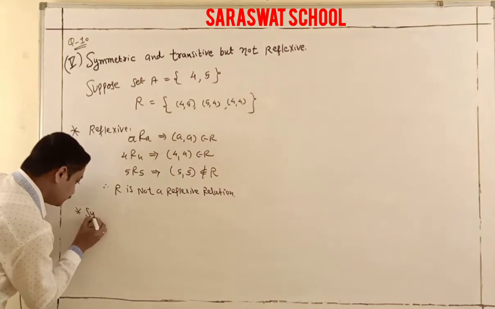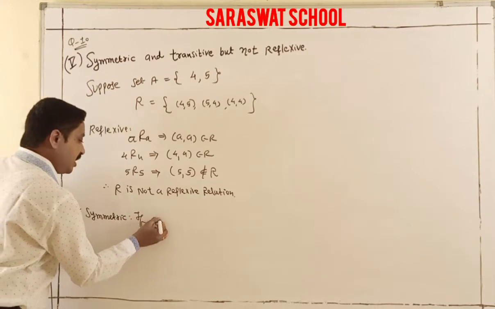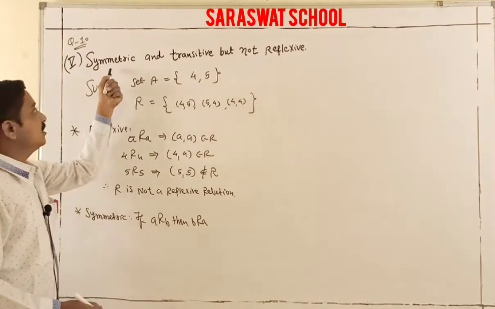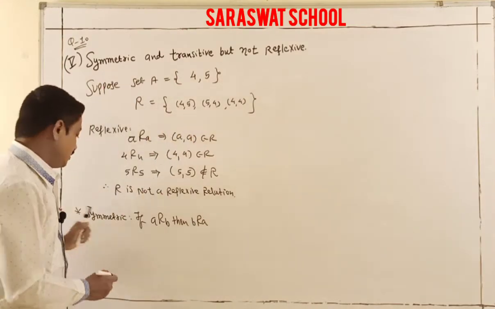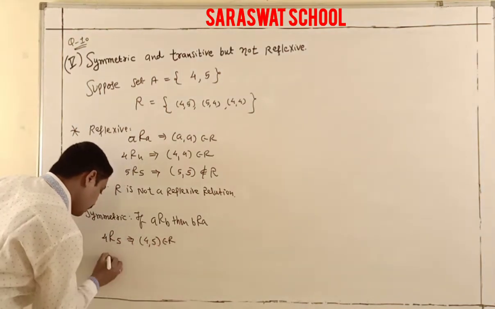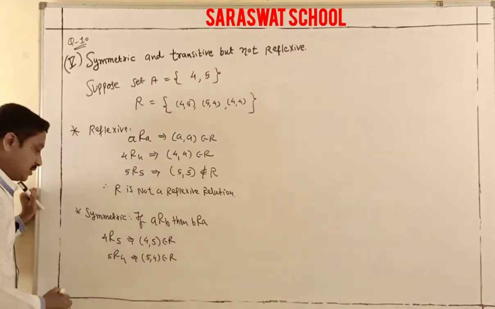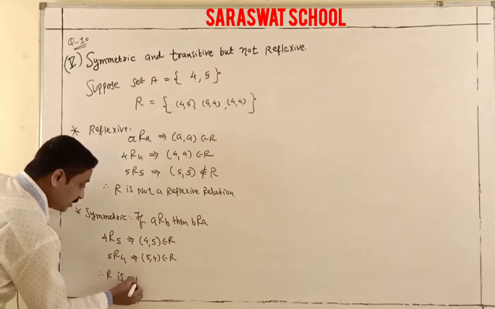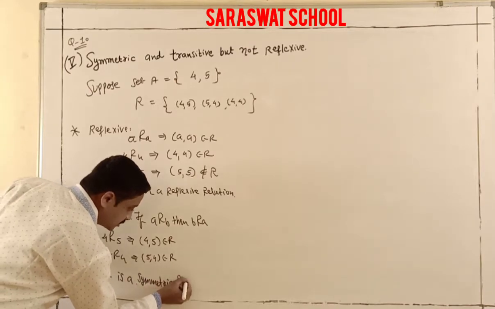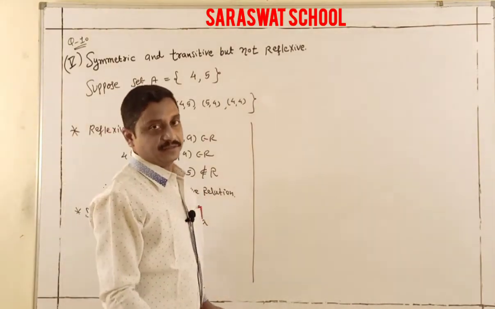Next, symmetric. Symmetric relation, same as taking: if A relation B, then B relation A. But I want the symmetric. Already put it there. 4 relation 5 belongs to R. 5 relation 4 also belongs to R. Therefore, R is a symmetric relation. And here this case is also happily done.